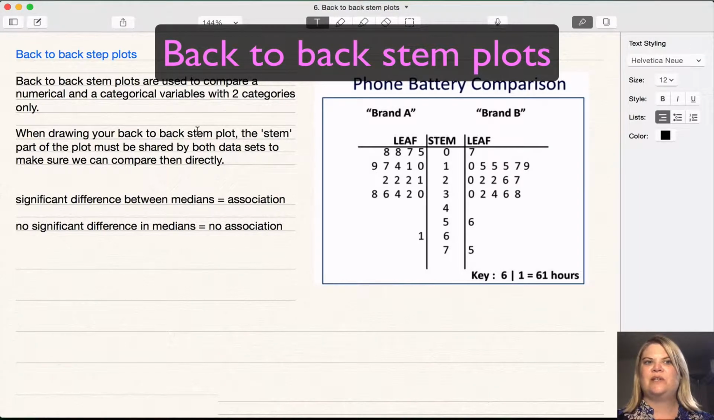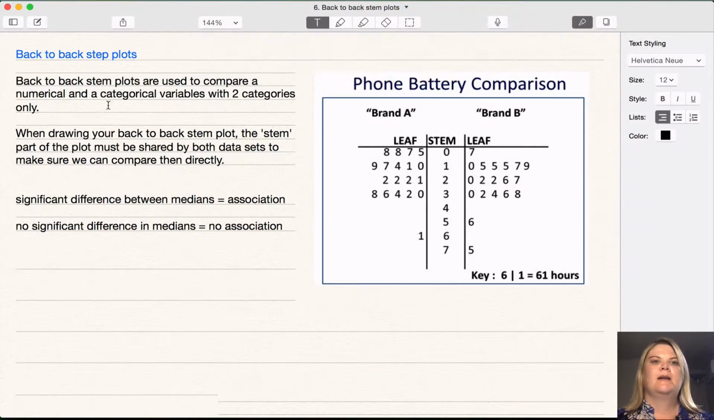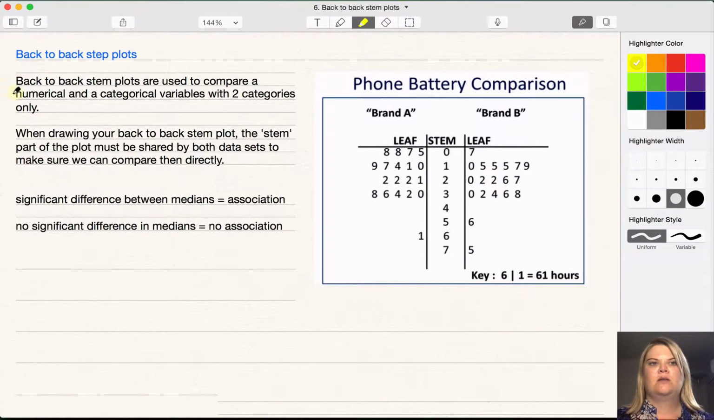Hello and welcome to our video on back-to-back stem plots. Now, a back-to-back stem plot is best used to compare a numerical and a categorical variable, but the categorical variable can have two categories only. It can't have more than two.